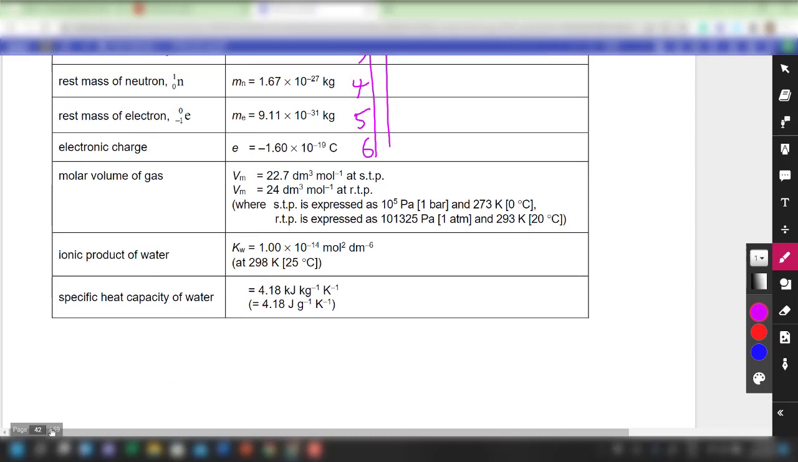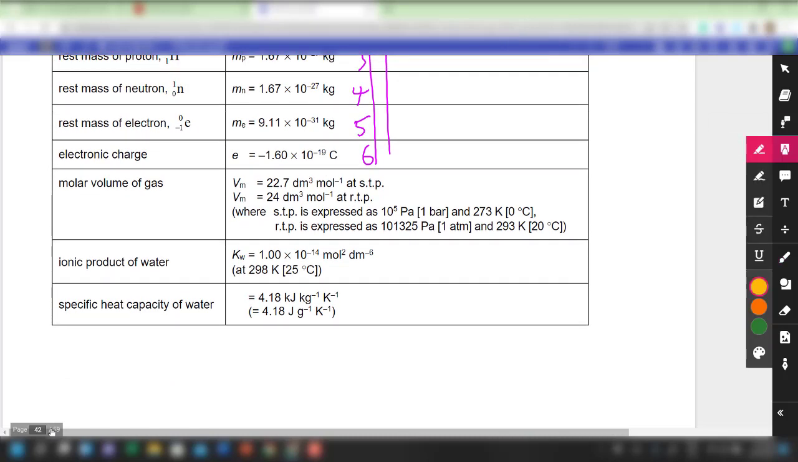Okay, under gaseous states, it's important for you to note this data, molar gas volume. Yeah, so 22.7 dm cube per mole at STP. STP, take note of how it's being defined: 10 to the power of 5 Pascal or 1 bar, 273 Kelvin.